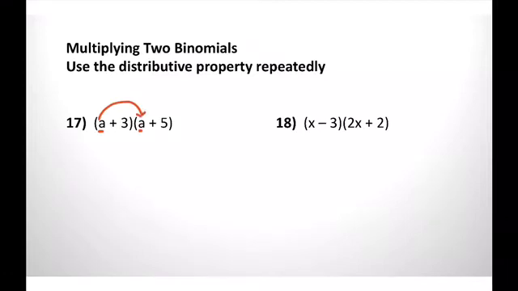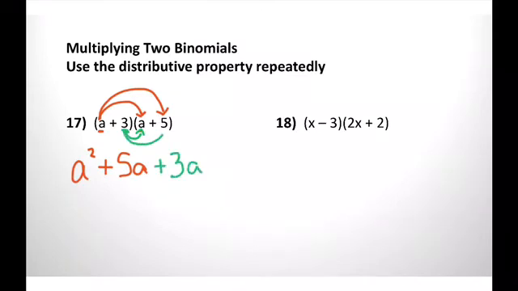by the first term of the other binomial. So a times a. That's a to the second power. Then we're going to take that first term, we're going to multiply it by the second term. So see, we're distributing that through. So a times 5, so that's 5a. Remember, you write the coefficient first. Okay, now we're going to take the second term, the 3, and we're going to distribute that. So 3 times a, and then 3 times 5.